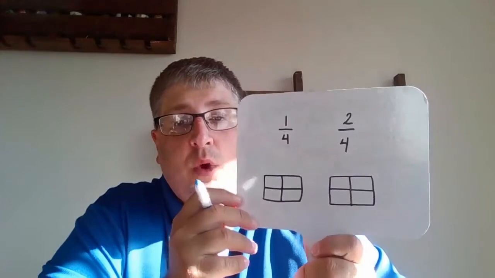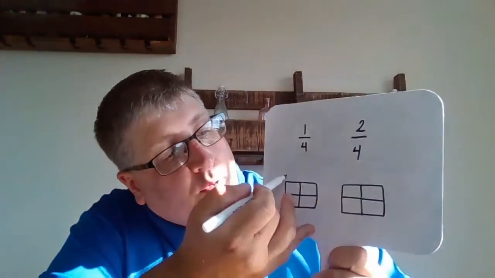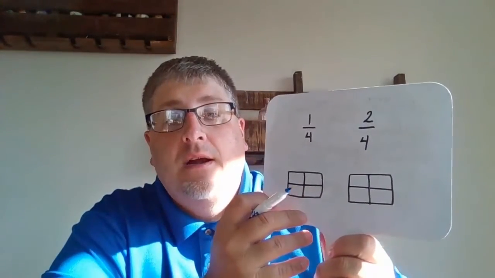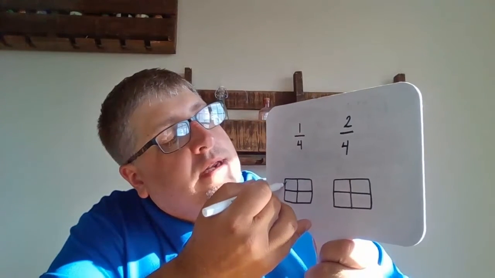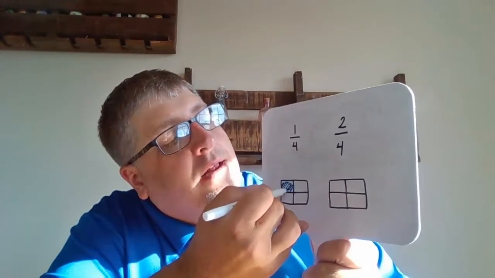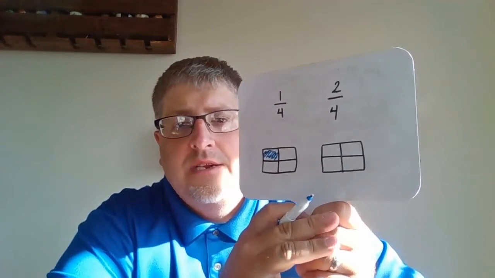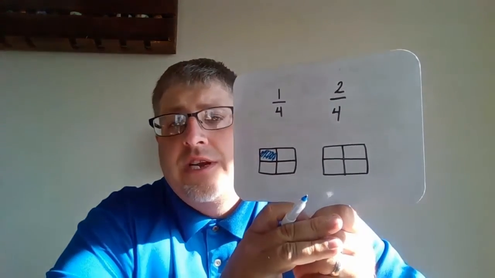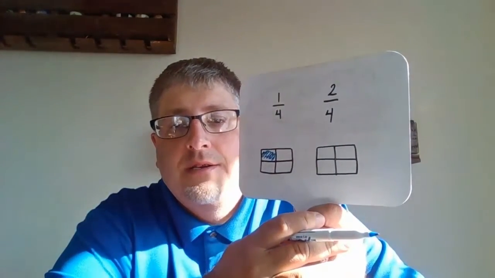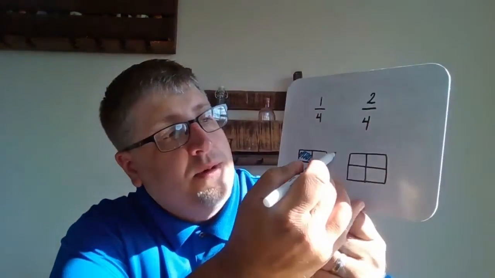So in this case, we have 1/4. So we know we have 4 pieces. There are the 4 pieces right there. And we know that one of those pieces is going to be highlighted or used. Very simple there. I already drew out the squares. Our second question is 2/4. The denominator tells us 4 pieces, and our numerator is telling us 2 pieces are being used here.